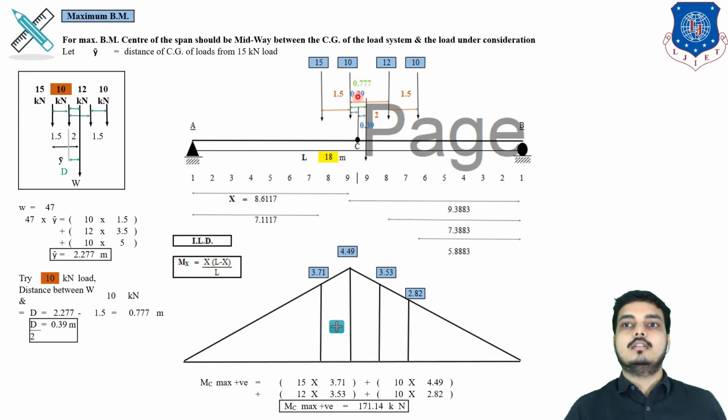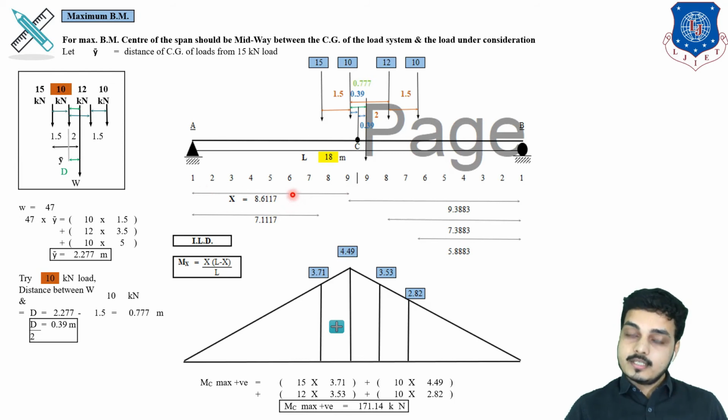So look, the green one is my D, which is 0.77, and half of that is 0.39 and 0.39. So I have placed the entire loading CG midway of the CG of the loading system and load under consideration, means this is my CG, and this is my load under consideration. So this should be my point. So this C is 0.39 away from 10. So 9 minus 0.39, I will be getting my 8.61.